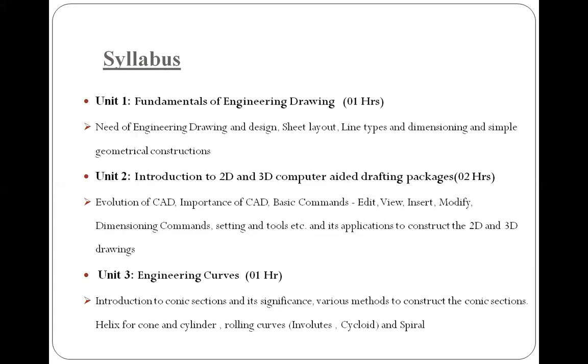In the syllabus, there are 6 units in total. In unit number 1, we're going to study the fundamentals of engineering drawing. In that, we'll see the need of engineering drawing and design, sheet layout, line types, methods of placing dimensions, and simple geometrical construction. Unit 2 comprises the introduction to 2D and 3D computer aided drafting packages.